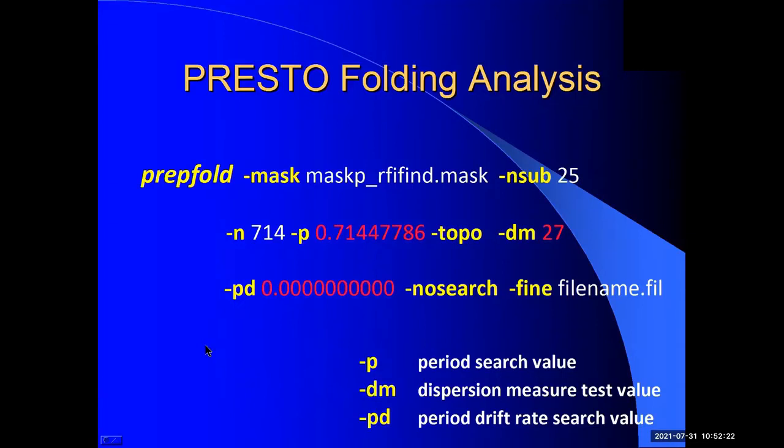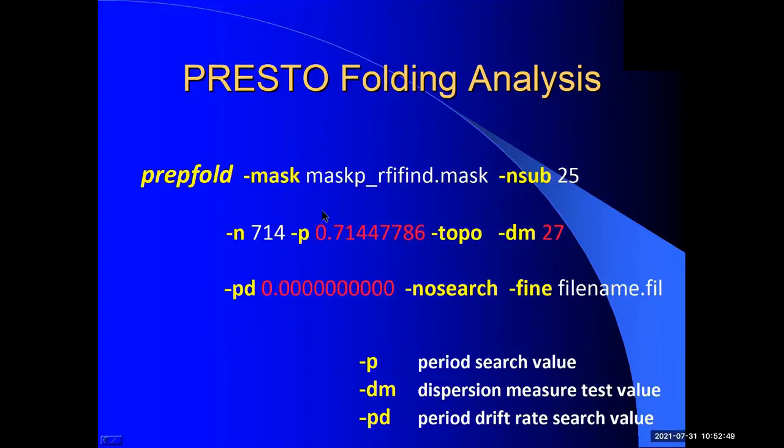The next one is prepfold, which is the folding technique for folding analysis, and it takes the mask that you've produced for RFI find. You tell it the number of frequency channels in the data. This is the number of bins in your fold.